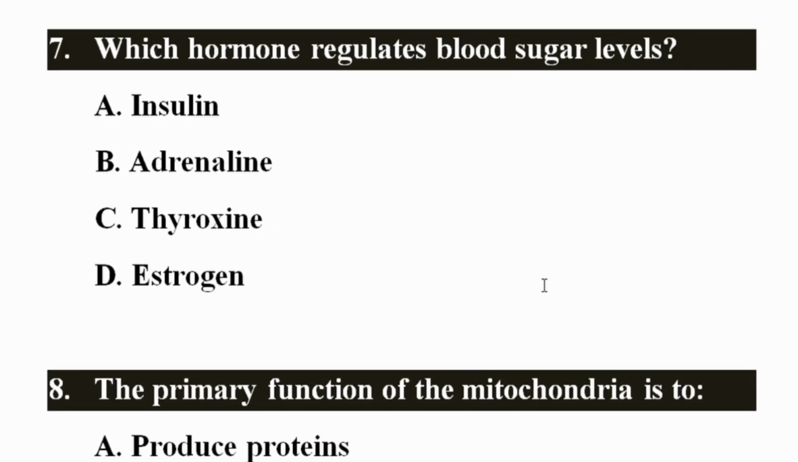Which hormone regulates blood sugar levels? The right option is Alpha, insulin. Insulin helps lower blood glucose levels by facilitating cellular uptake.